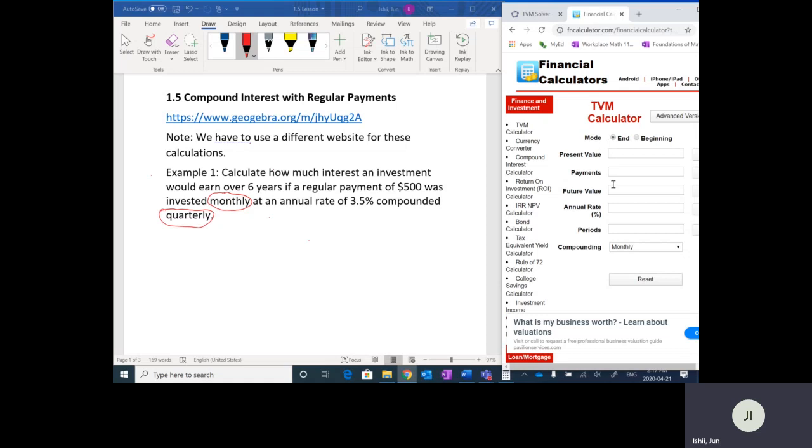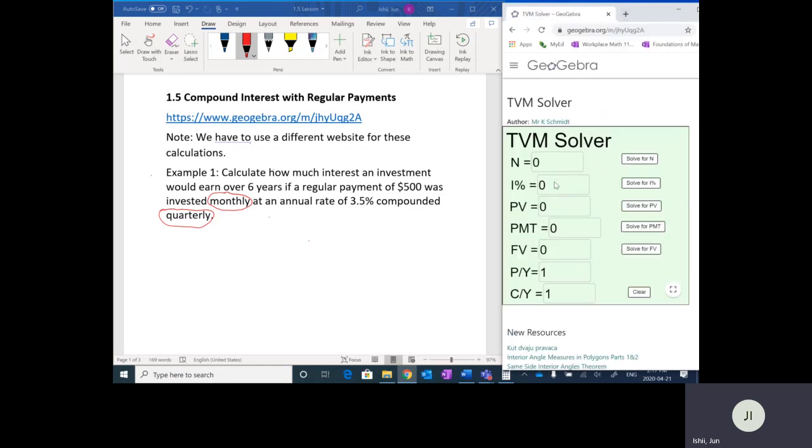All right, so maybe I'll just click over to this one. This is the one we've been using so far, but what you'll notice is that they only have compounding here. There's no way of switching from monthly to quarterly, or adding those both in. So this calculator is not going to work for us. We're going to have to use this more plain but simple version of the TVM solver. I've got the link here, and I'll also post the link in the channel.